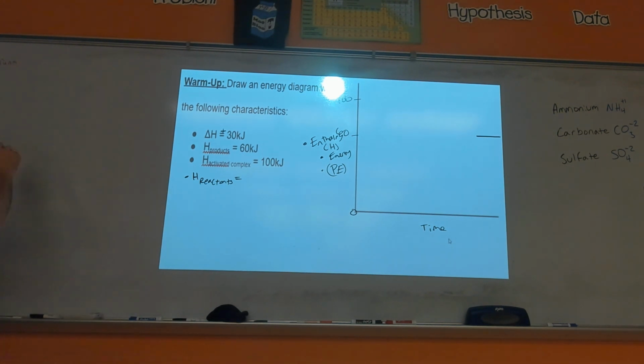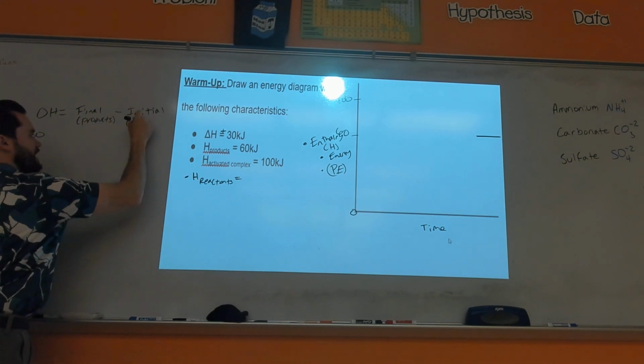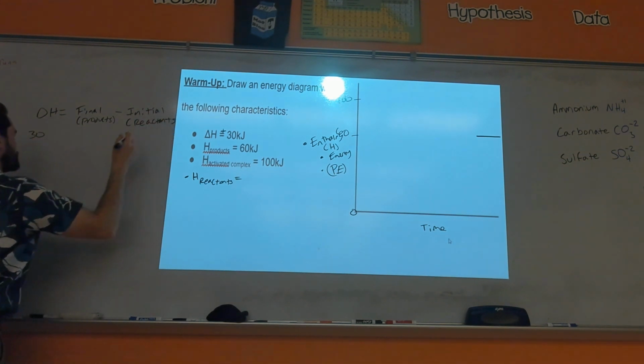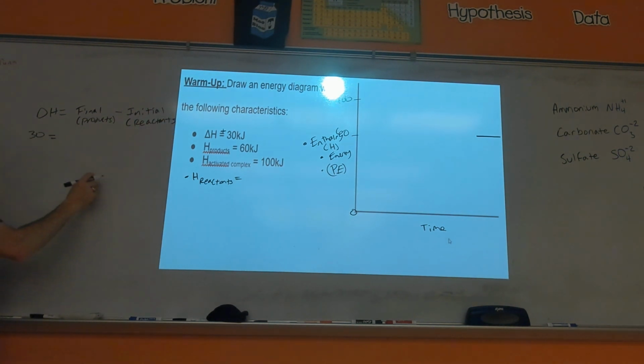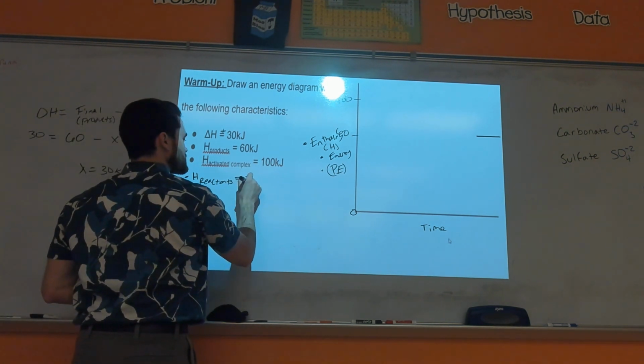If you were to get more mathy with it, you would say, because delta H equals final, or your products, minus initial, or your reactants. So 30 kilojoules equals our final, which is products, 60 minus X, which would be the H of the reactants. So what would H of reactants be? 30, good job, athletes. 30 kilojoules. So H of reactants is 30 kilojoules.